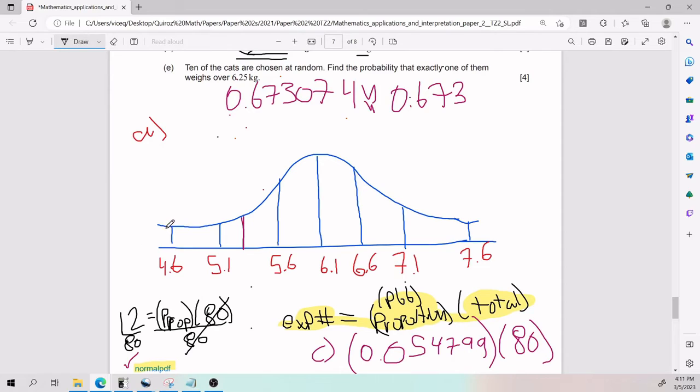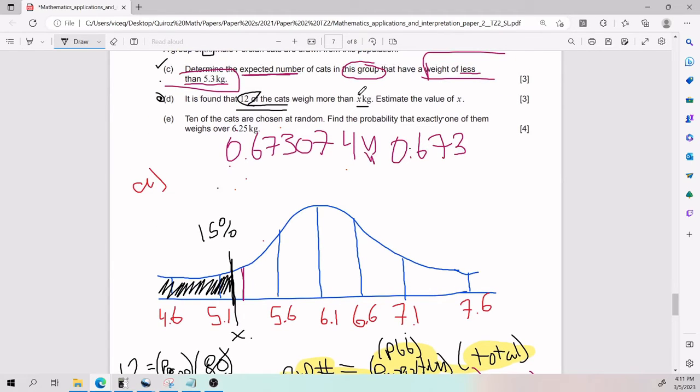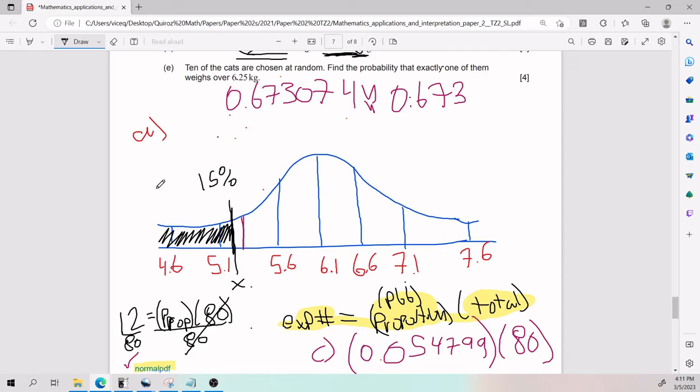Moving from left to right, at some point you've filled in 15%. So let's say you fill in 15% around here. This is from left to right 15%. That means that I have a value of X here. Now, it's not exactly the value of X that I'm looking for, because we want the cats that weigh more than X kilograms. And this 50%, again, goes from left to right, so from 0% to 50%.